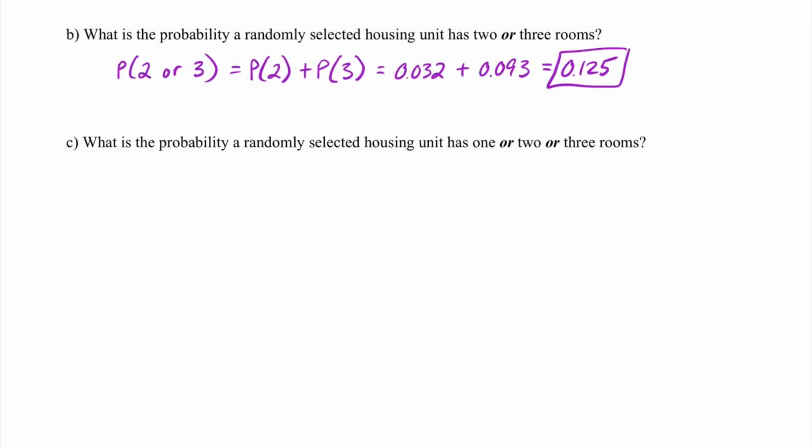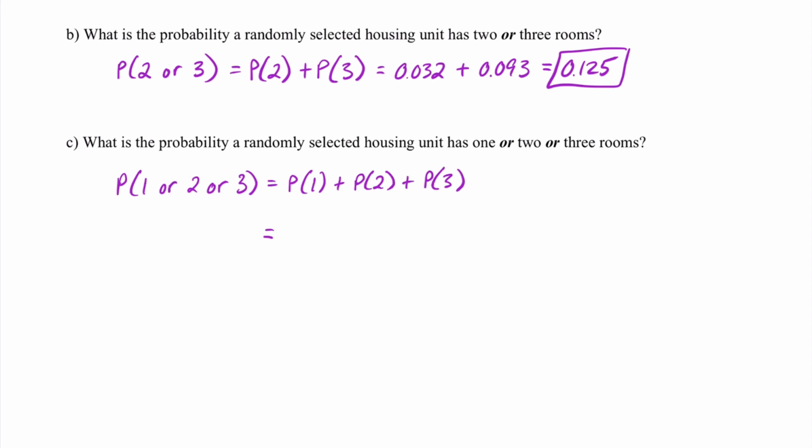So let's continue this over to part C then. We're asked, what is the probability a randomly selected housing unit has 1 or 2 or 3 rooms? We get to take the same logic we've already addressed, that these are disjoint events, which means as we try to find the probability of 1 or 2 or 3, we know that will be equal to the probability of 1 plus the probability of 2 plus the probability of 3 separately.